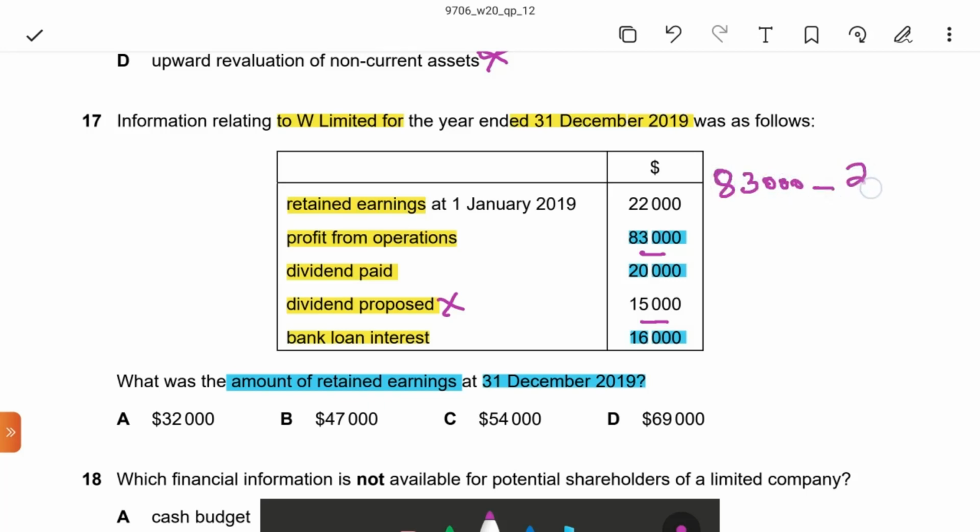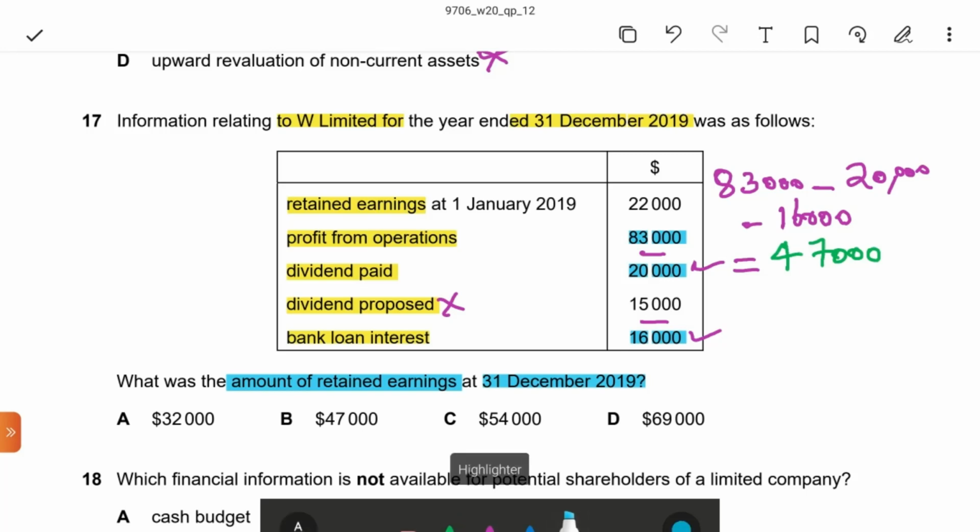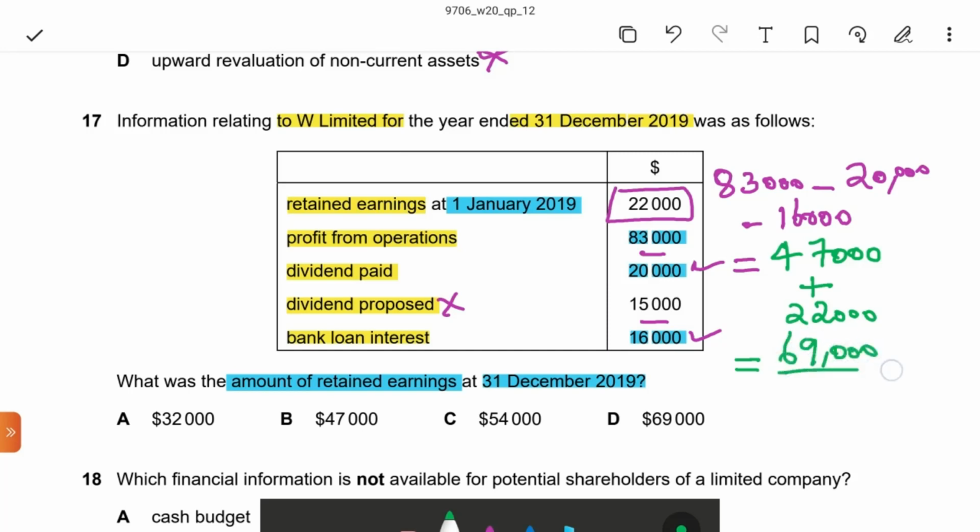83,000 minus 20,000 minus 16,000. The amount is 47,000, the current year retained. And opening retained earning: what is the opening retained earning? 22,000. So 47,000 plus 22,000 is equal to 69,000. Correct answer is option D.